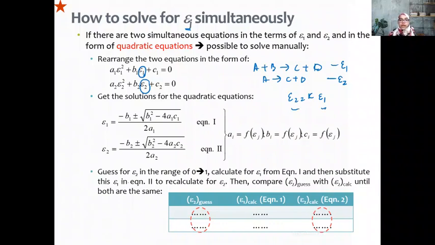And then you may also use the guess method. Guess the value of conversion for reaction 2, within the range from 0 to 1, and then calculate the value of conversion of reaction 1, and then substitute into this equation to recalculate the conversion of reaction 2. Then we may compare the guessed and calculated values until we obtain the same value. Okay, there are two methods to obtain it, whether using this correlation or using the guess value.